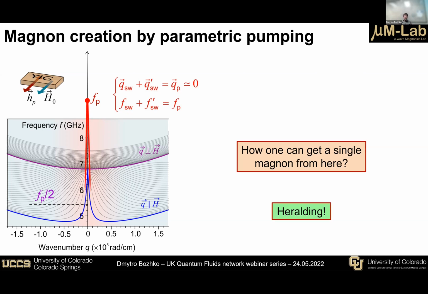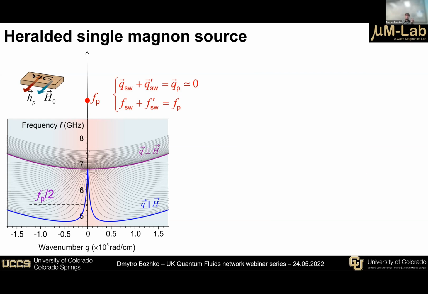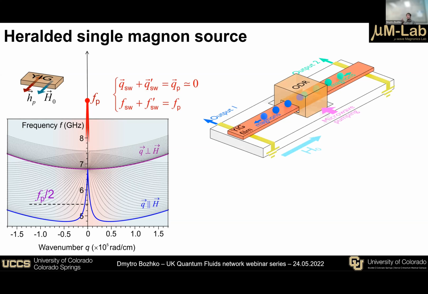And how do we get from two magnons a single magnon? We can sacrifice one of them and use heralding. This is a known concept from photonics: when using parametric down conversion, one of the entangled photons is used to herald the creation of the second one, and thus one can then use the fact that one photon has been generated, delay it, and use that photon for computing later on.